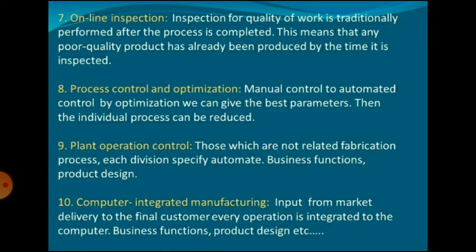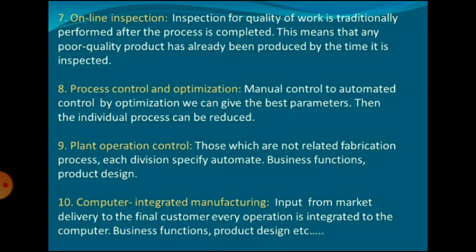Eighth strategy is process control and optimization. This includes a wide range of control schemes used to operate individual processes and equipment more efficiently. By this strategy, the individual process times can be reduced and product quality can be improved.